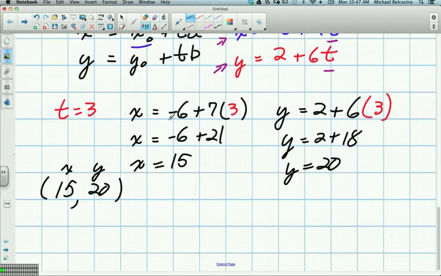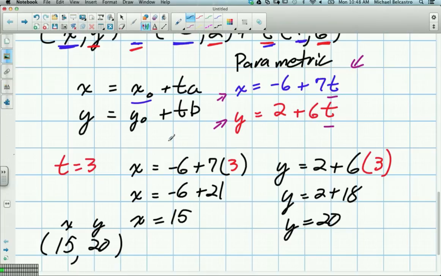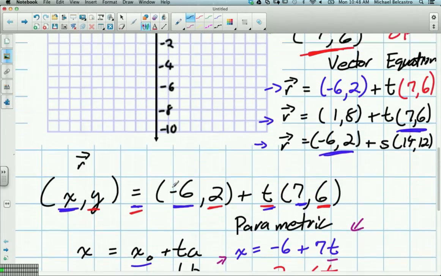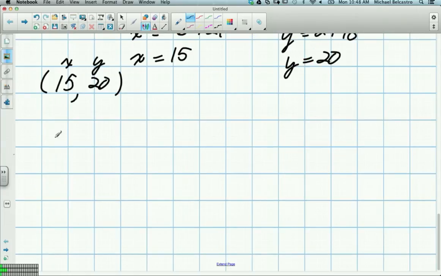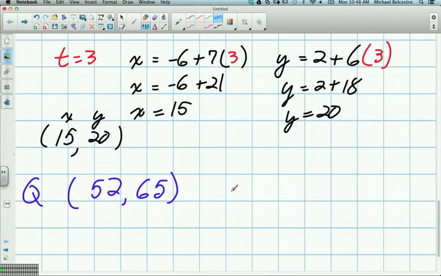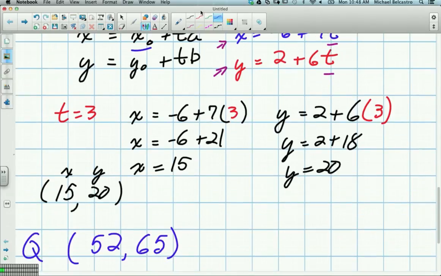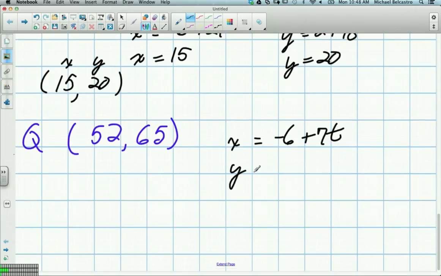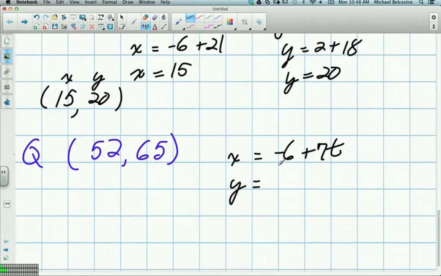And with that being said, we can do the opposite when we're in our parametric form. We can verify if coordinates are along the vector. So let's just make up some values here. I'm going to wonder if this point, we'll call it point Q, (52, 65), is on this vector. So a simple way to do it is once in parametric form, we'll rewrite our two parametric forms here. X equals -6 plus 7t. And y equals 2 plus 6t.